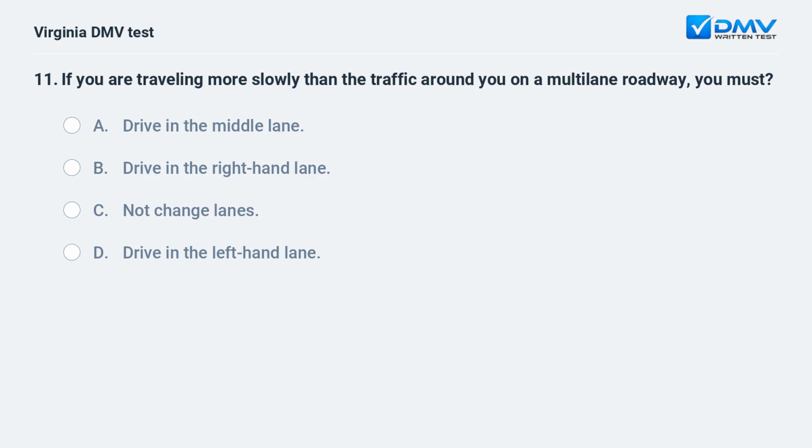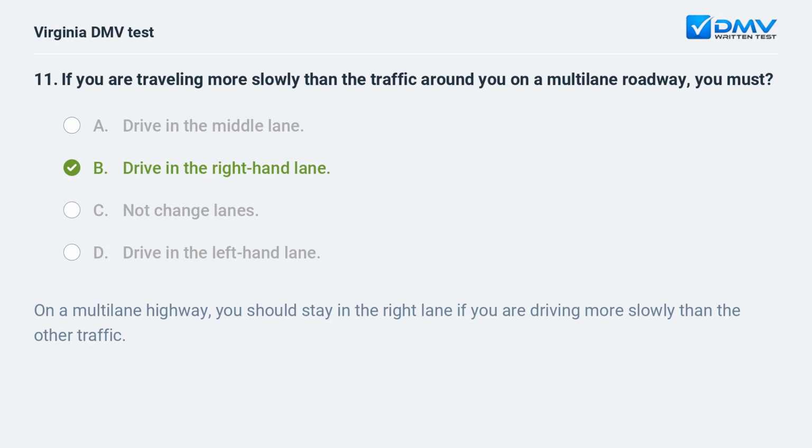If you are traveling more slowly than the traffic around you on a multi-lane roadway, you must A. Drive in the middle lane. B. Drive in the right-hand lane. C. Not change lanes. D. Drive in the left-hand lane. B. Drive in the right-hand lane. On a multi-lane highway, you should stay in the right lane if you are driving more slowly than the other traffic.